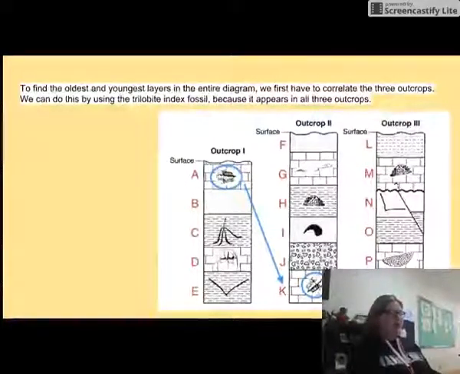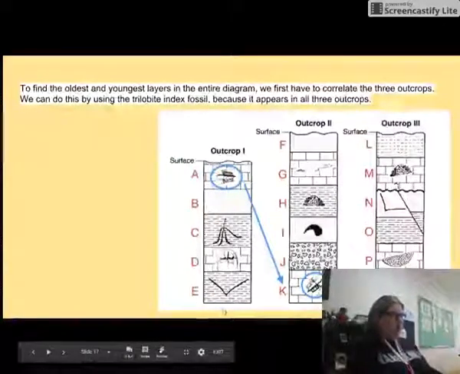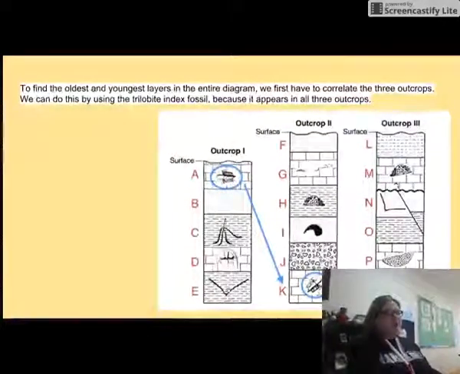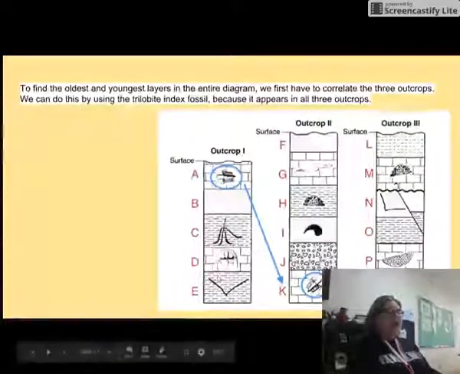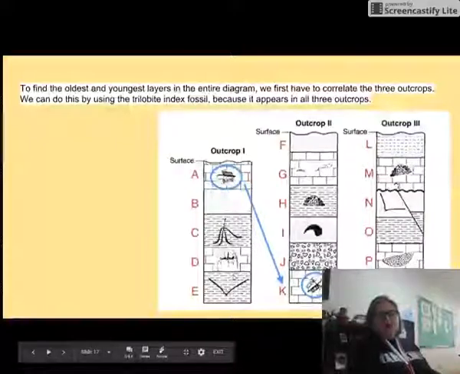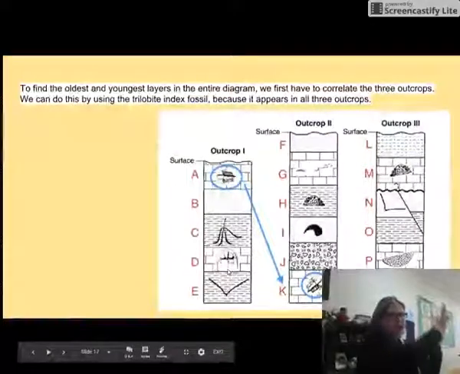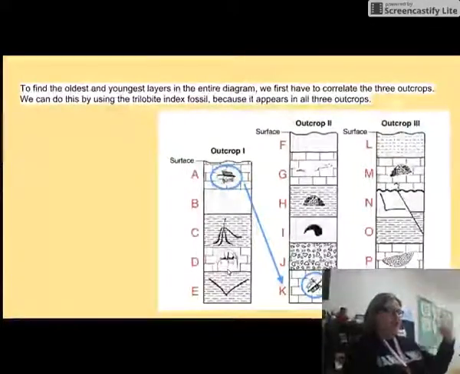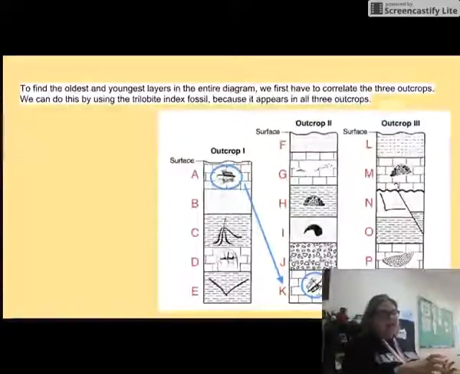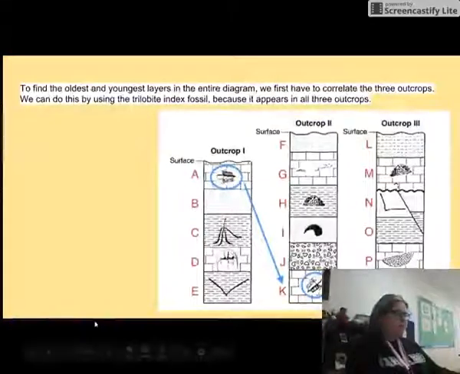If I do that, I have to drop layer A in outcrop 1 all the way down to the bottom. Then I see there are layers B, C, D, and E. So that means that layer E has to be the oldest, because if I matched them up like index cards, layer E would be way down below everything else. So layer E has to be the oldest of all of them.